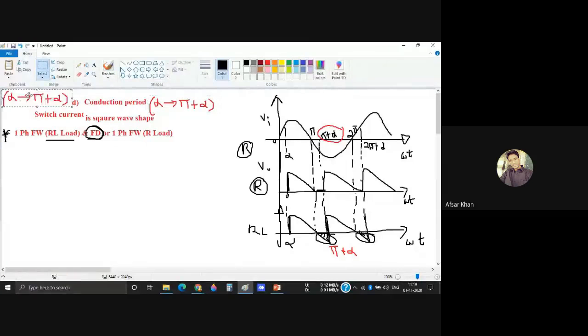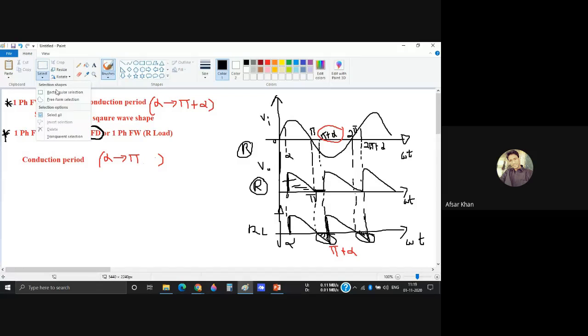What could be the conduction period? Is it alpha to pi plus alpha, or only alpha to pi? Alpha to pi. Yes, very good. It will be only alpha to pi. This is a very important concept. It will help you in solving the problems, so you have to remember this.